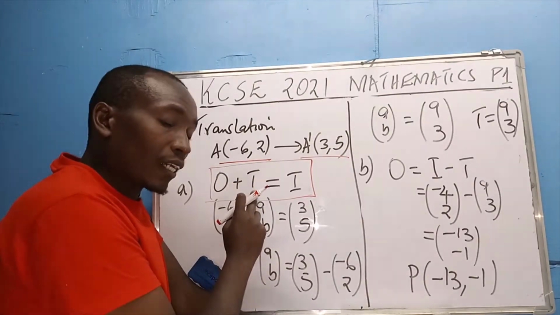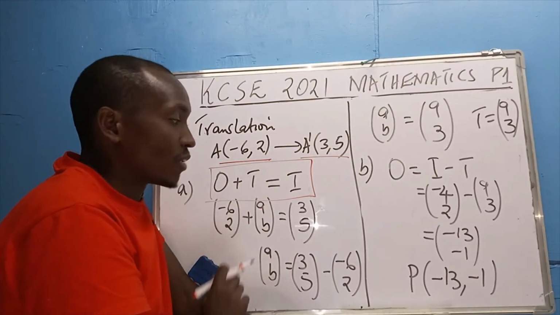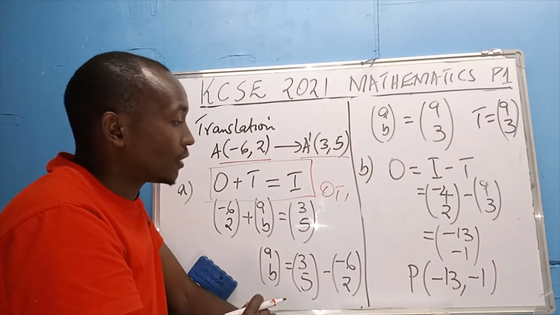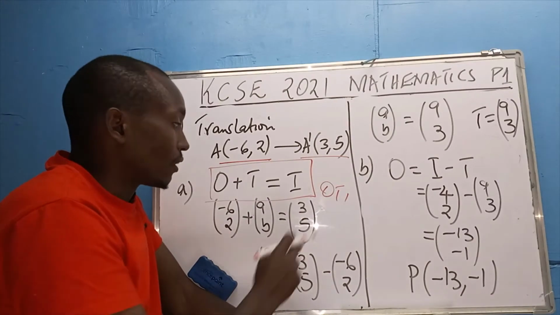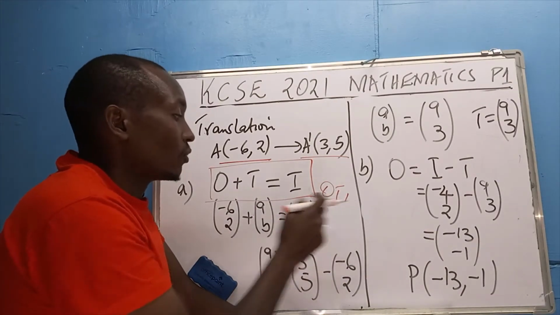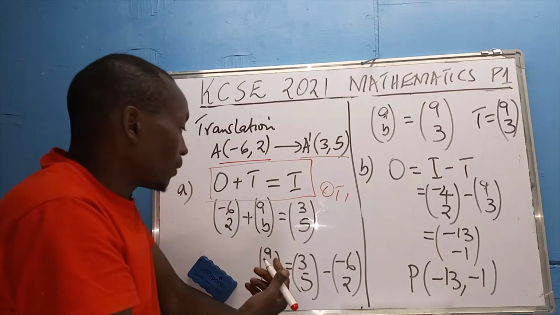Object added to a translating factor, you get the image. OT. If you know OT, any OT, you have it. Object is added to translation, you get the image. So that is all we need to do.